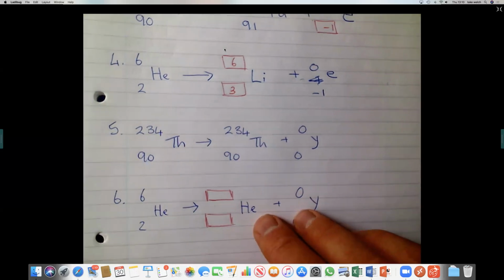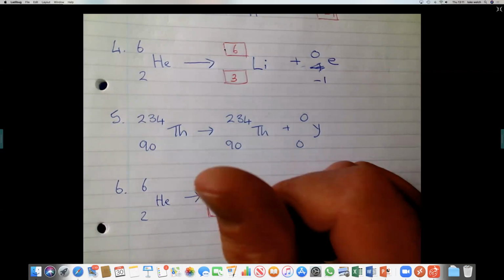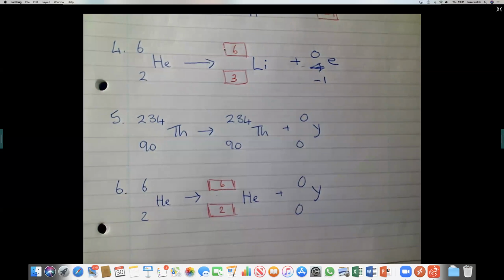Moving on to our final example, number 6. We've got helium to start off with. So gamma radiation has occurred. It's also giving me the element. The element here hasn't changed. Therefore, the proton number must be the same. So we've got 6 and 2. That is our final example. So pause the video, make sure you've got that down. And then what I'd like you to do is, following exactly the same format, undertake some independent practice. Now, the more you do of these, the more confident you will feel. Okay?